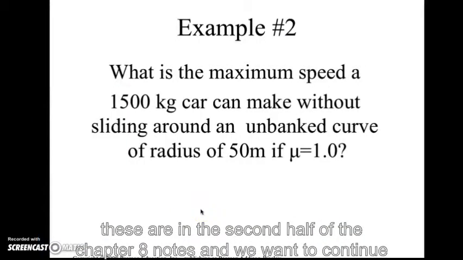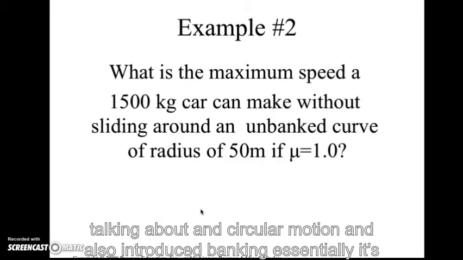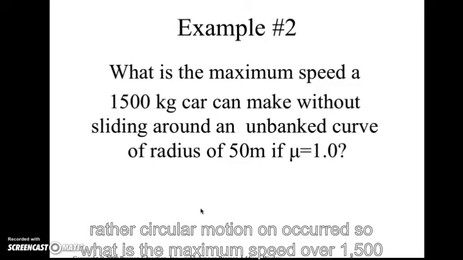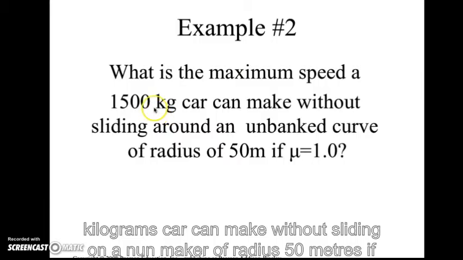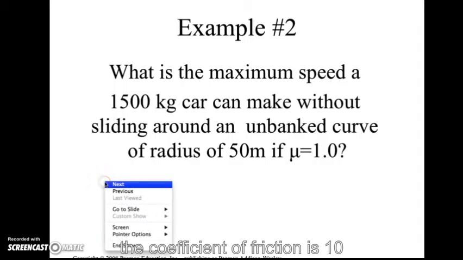So these are the second half of the Chapter 8 notes, and we want to continue talking about circular motion, and then we're going to also introduce banking, when we essentially throw the circular motion on a curve. So what is the maximum speed a 1,500 kilogram car can make without sliding around an unbanked curve of radius 50 meters if the coefficient of friction is 1.0?